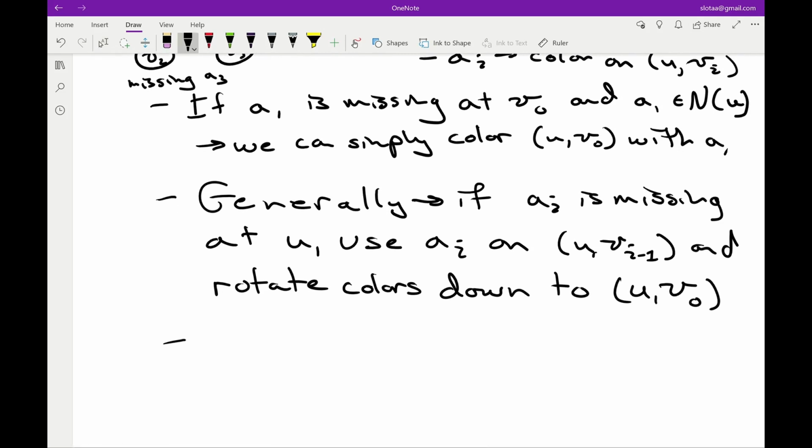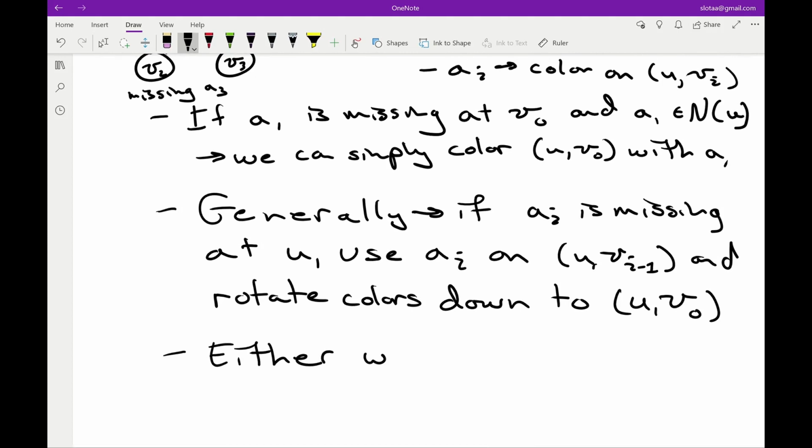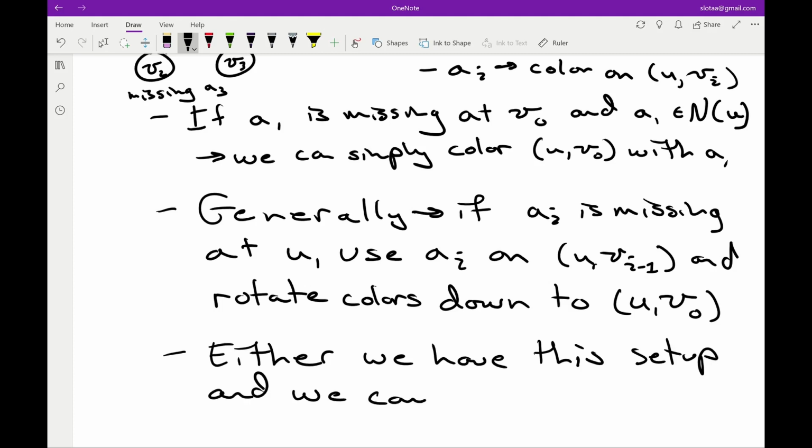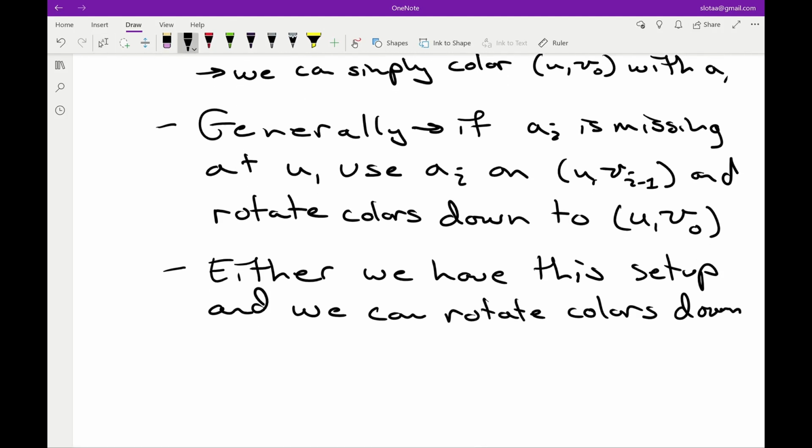And the reason why this is more so our trivial case, like I said, is that we have two options here. Either we have this explicit setup, and we can rotate colors down. We're guaranteed that this is possible, basically because we have delta G plus 1 max colors.